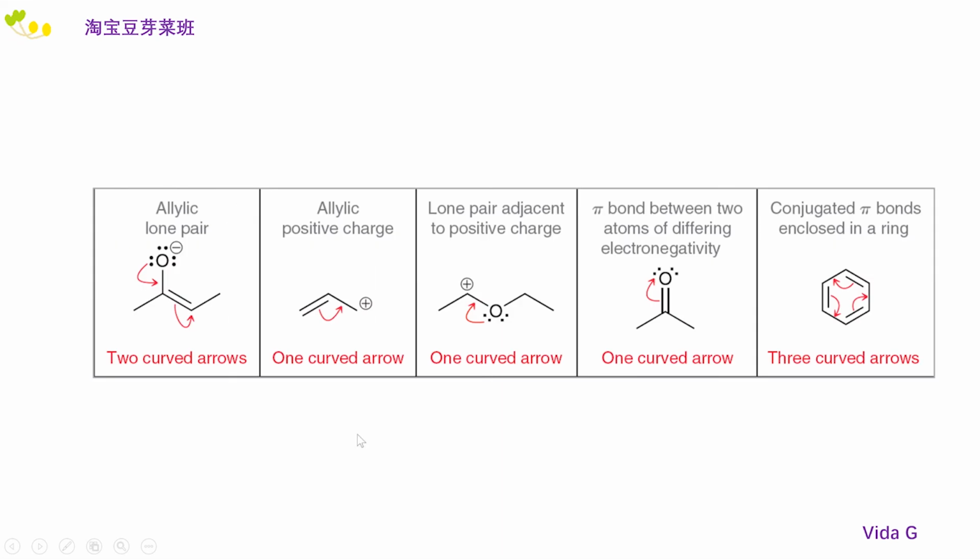So let's review the 5 patterns of resonance structures. First one, allylic lone pair: a lone pair and a double bond. Allylic positive charge and double bond. Lone pair adjacent to positive charge. Pi bond between 2 atoms of differing electronegativity, and conjugated pi bonds. So you have to memorize these 5 patterns.